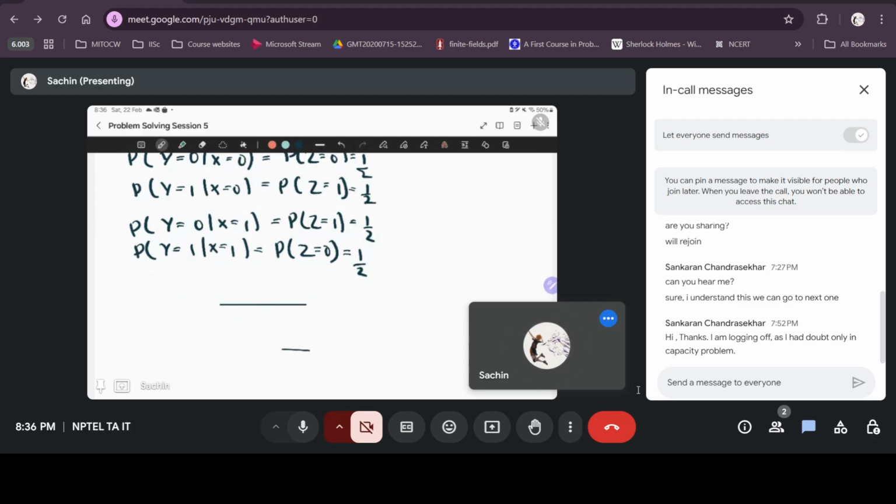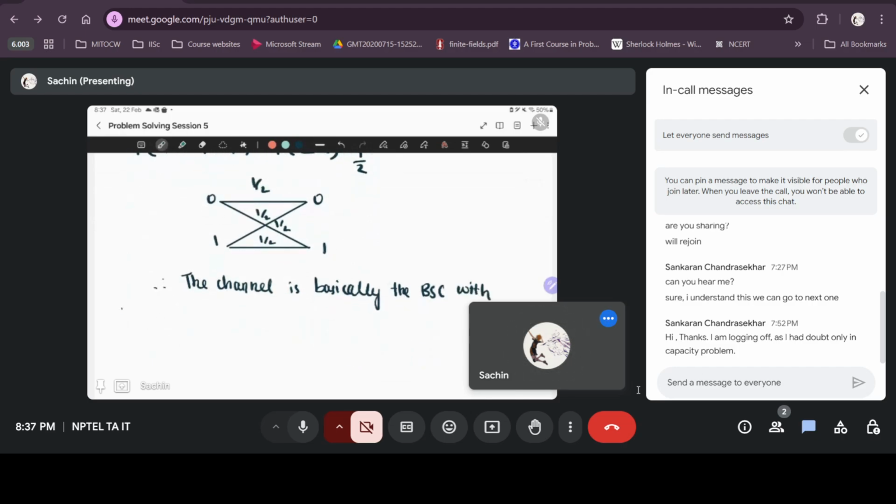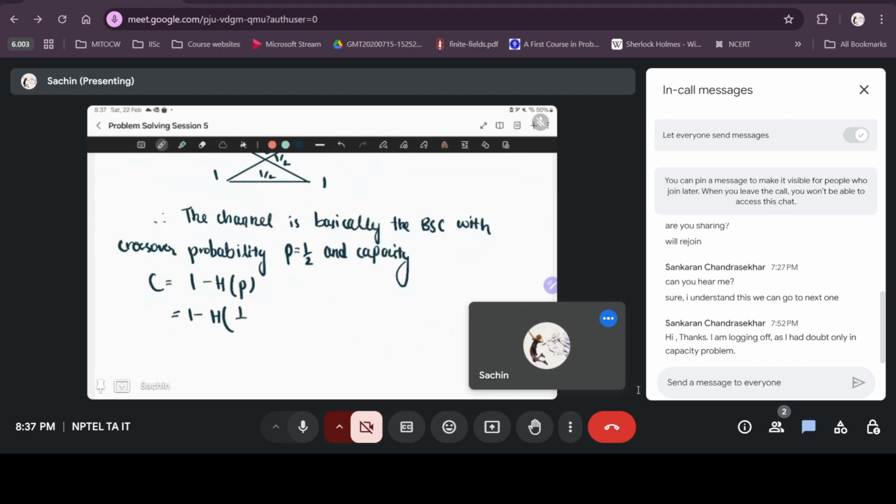The channel is as follows. Therefore, the channel is basically the binary symmetric channel with crossover probability p equals half and capacity c equals 1 minus h of p, 1 minus h of half. H of half is 1, so it's 0.